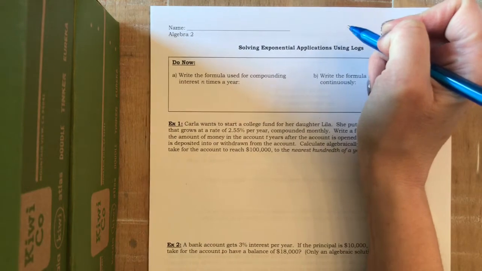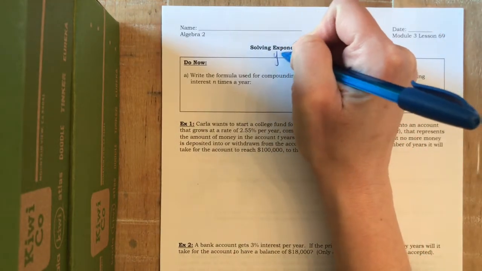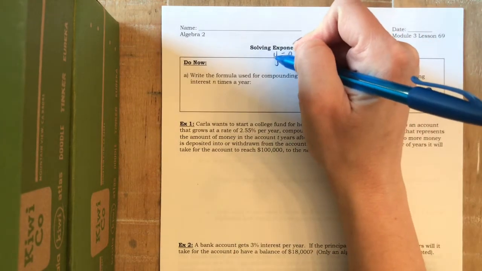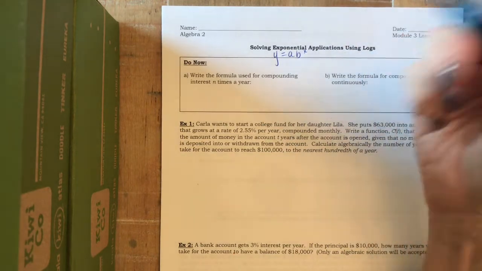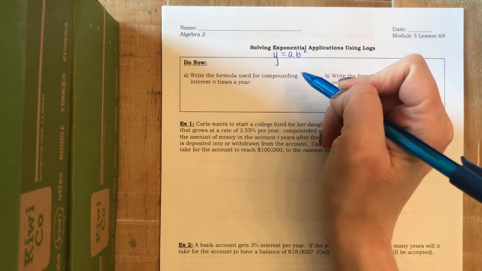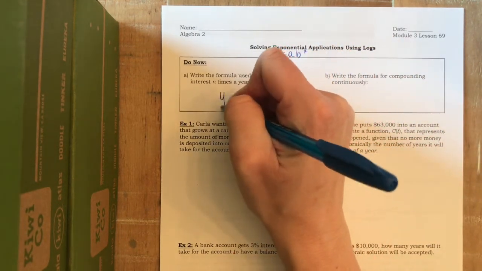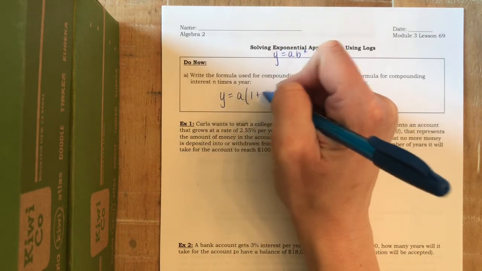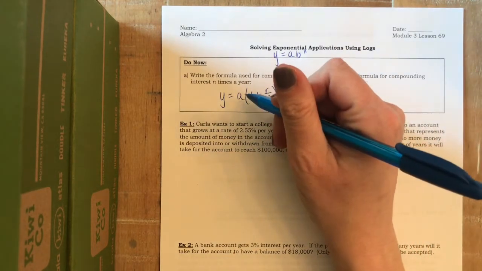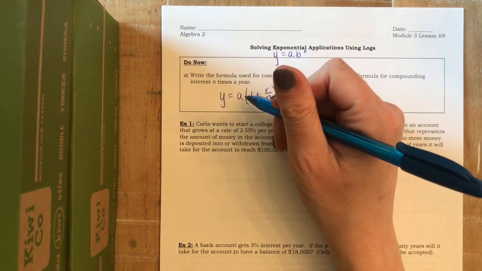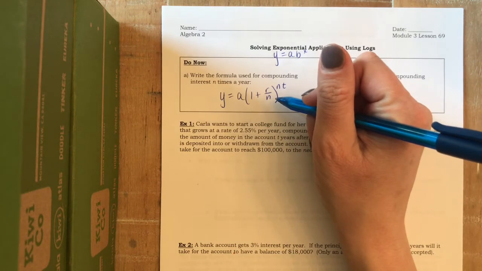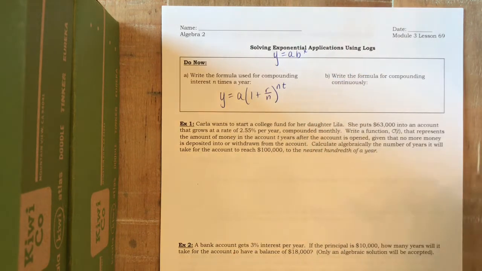Okay, so remember that we have our general exponential formula, right? A times b to the x. So that b is going to vary depending on what kind of growth we're going to have. So we have the formula used for compounding interest n times a year. All right, so we said y equals a times 1 plus r divided by n to the nt. And a is the initial value. Sometimes it's p for principal when we're talking about money. R is our rate as a decimal. N is how many times it's compounded in the year. And then t is obviously the years.